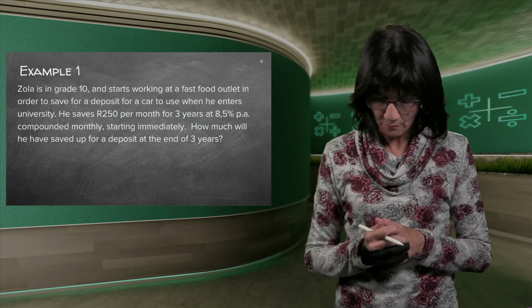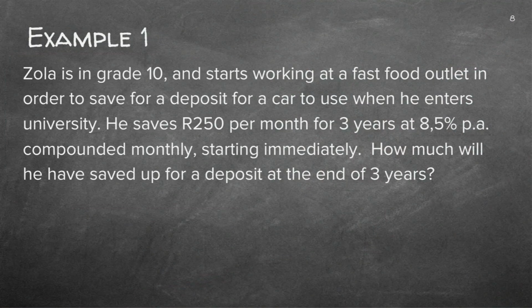So let's do this example. Zola is in grade 10, starts working at the fast food outlet in order to save for a deposit for a car. So she wants to save for a deposit for a car. So immediately, is it the F or the P formula? She wants to save. She's not taking out a loan. She wants to save. So you agree with me? It's the F formula. Good. To save for the deposit for a car, she saves 250 Rand per month. Per month means it's the little amount. Little x is the little amount.